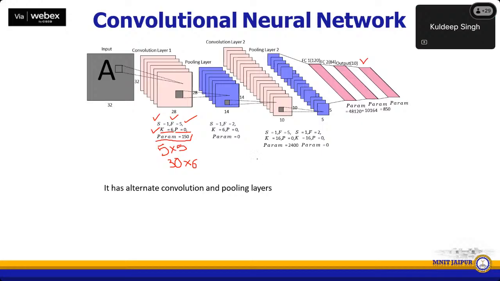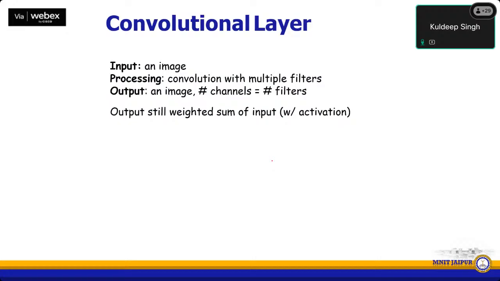So it's an alternating convolution and pooling layer. Now we'll see these layers one by one. What is the role of these layers? Firstly, the input to the convolution layer is an image. And what processing we do in the convolution layer is we apply multiple filters for extraction of the information. The output is a feature map, and the dimension of this feature map is derived from the number of filters you are applying here.